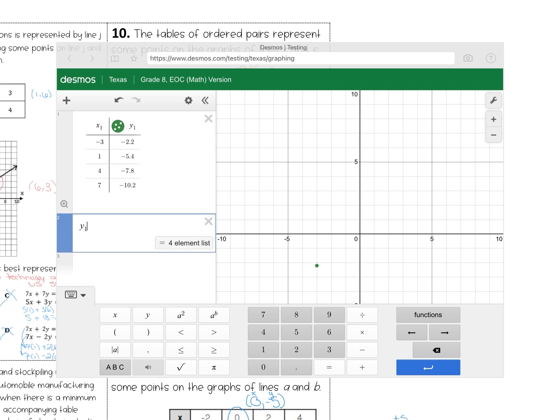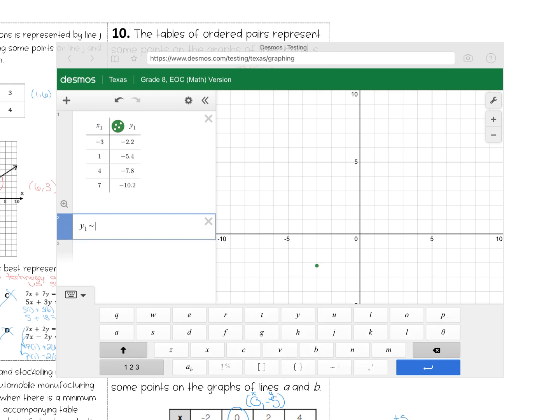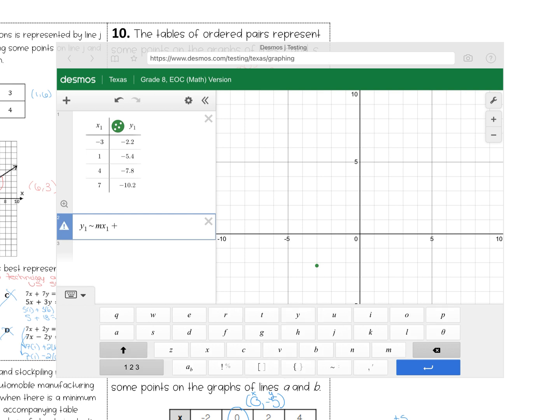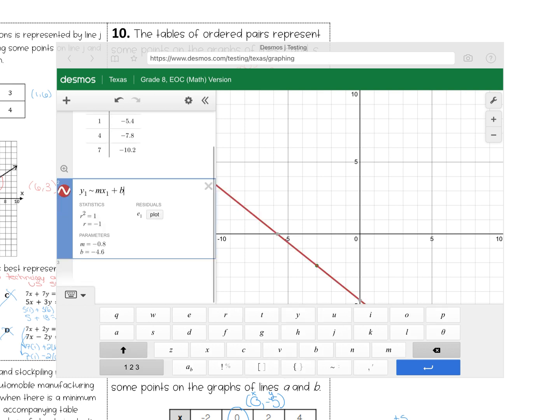Y1, press your ABC button and get your little squiggly mustache thing. M, X, 1 plus B. Oops, I pressed +8 plus B. There we go. So my M should be 0.8.